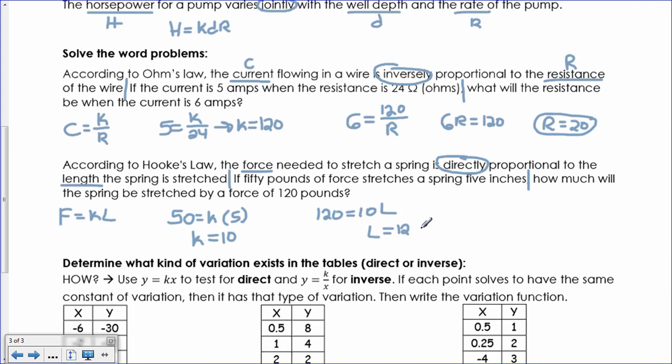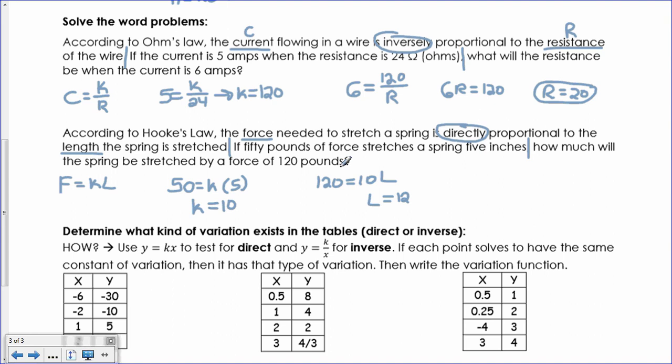Just like we were doing on the previous side of the page, just with a lot more words. So just be careful as you're reading: underline, highlight, circle, whatever you need to do. But again, the flow of the sentence gives you everything that you need. It directs you in the way that you need to go to solve.